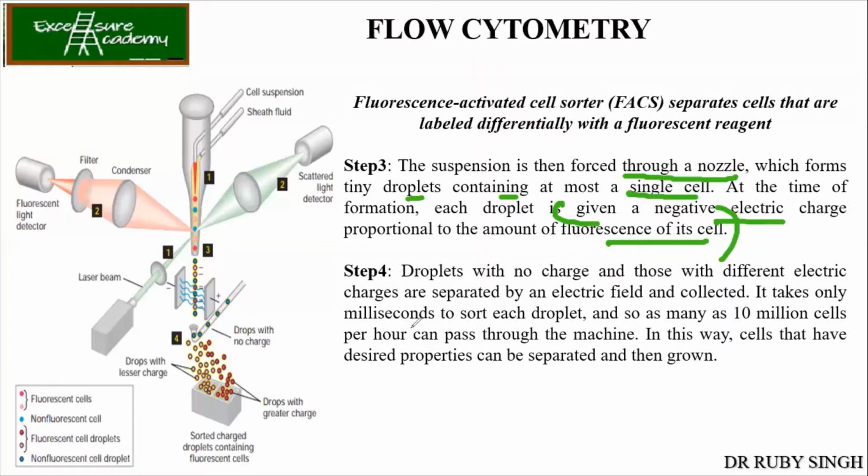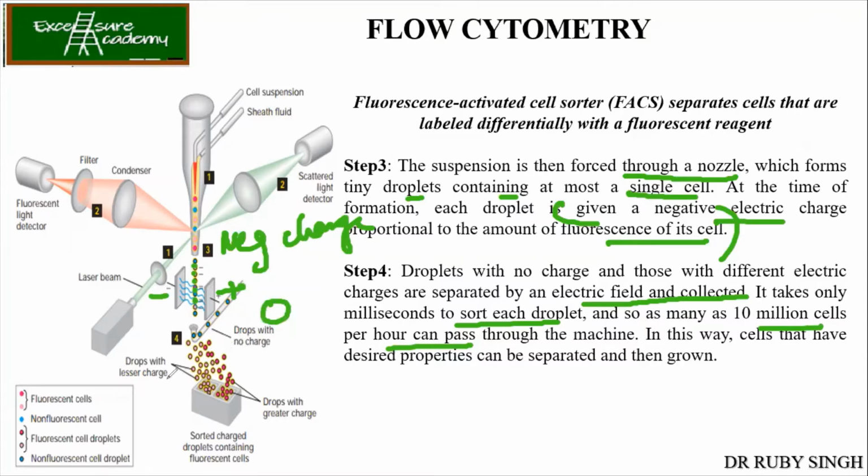You can see that droplets with no charge and those with different electric charges are separated by an electric field and collected. Now, it takes only milliseconds to sort each droplet. So, you can carry out 10 million cells also, and it will take only 1 hour. In this way, these properties can be used to separate your cells. What you can see over here, all these droplets are having a certain negative charge. Right. Now, based on the cathode and anode, you can see that the cells are getting separated. Now, if suppose the cells have no charge, what will happen? They will be collected in a different container.